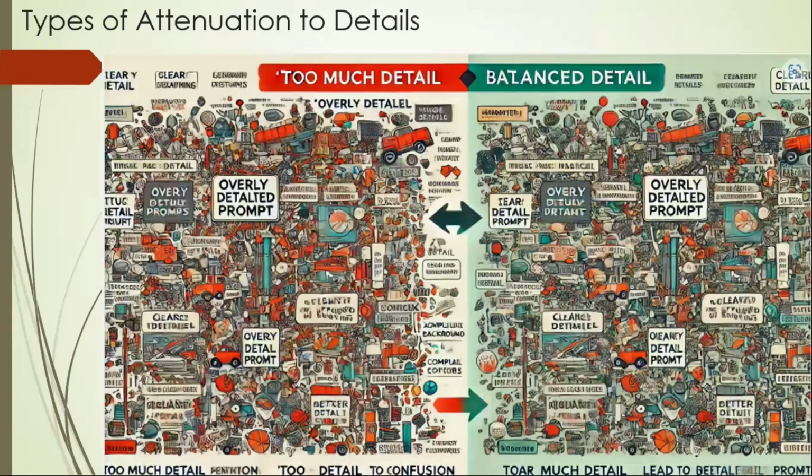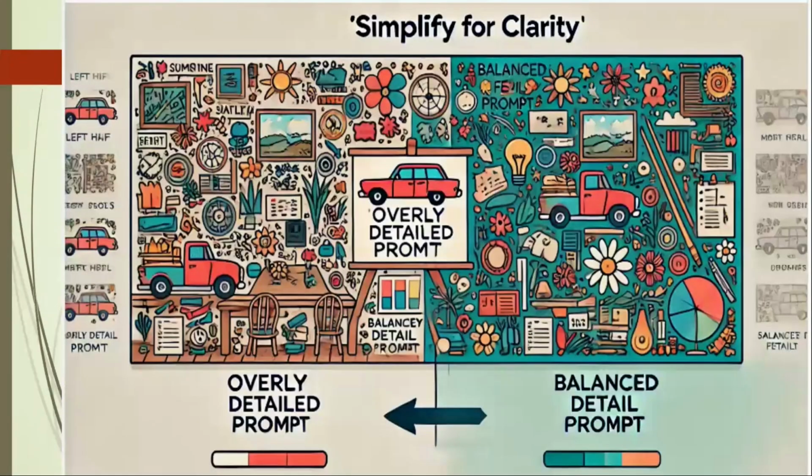Now here we can see a picture of attenuation of details. Everything looks overdone. Why? Because so many inputs were given. Even if the stuff is there, it is not clean, not clear. When you make it balanced, you'll find something like this, very simple and clear. What it means is there are vehicles in different modes which can carry many things, and those carried things can be shown here. That is the objective.